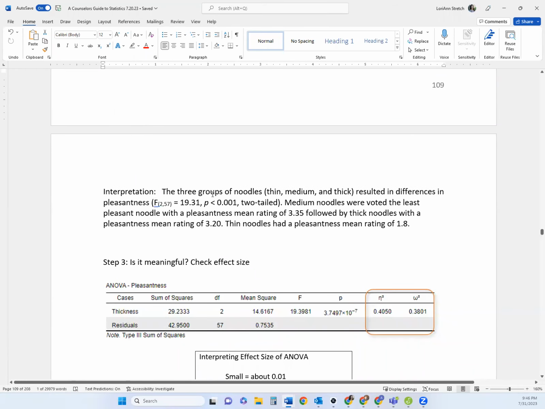So interpretation: the three groups of noodles, thin, medium, and thick, resulted in differences in pleasantness. I give my test statement, my outcome statement. Medium noodles were voted the least pleasant noodle with a pleasantness mean rating of 3.35, followed by thick noodles with a pleasant mean rating of 3.20. Thin noodles had a pleasant mean rating of 1.8. Now, while I can assume where the differences exist, all I can do here is really describe the differences. I'm going to have to go deeper into my analysis to really understand those differences.